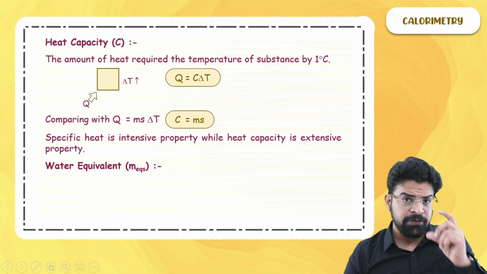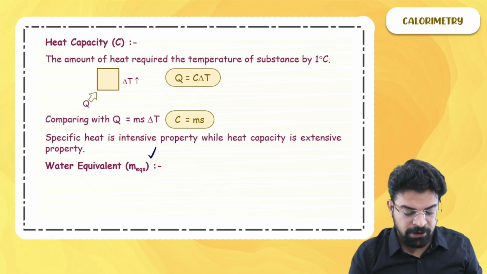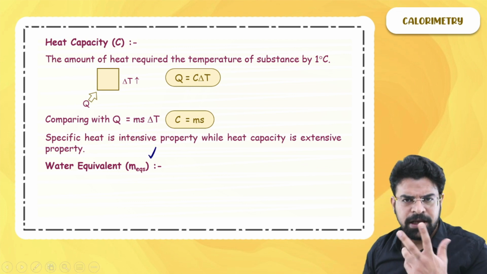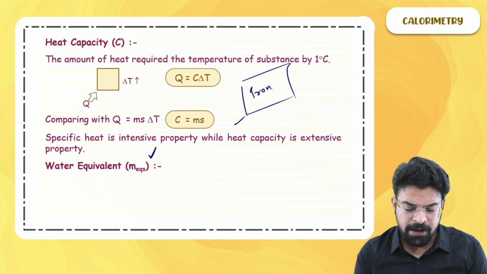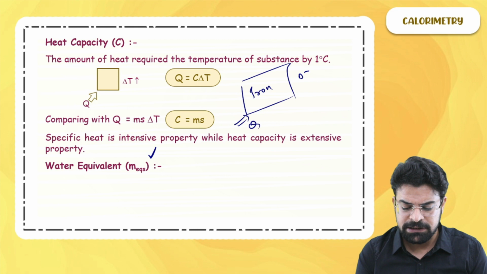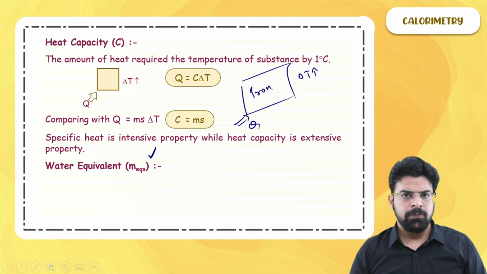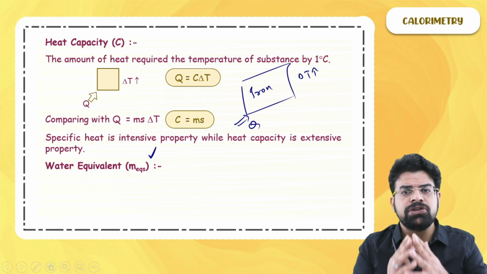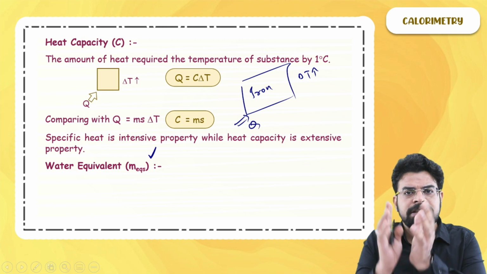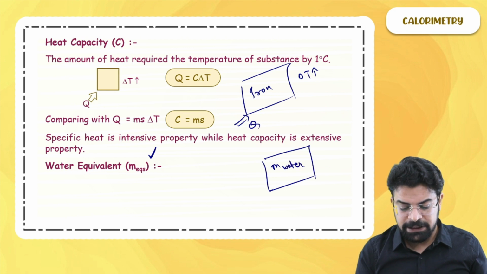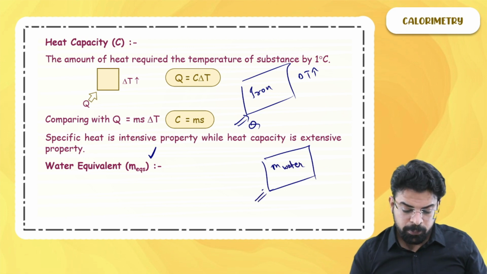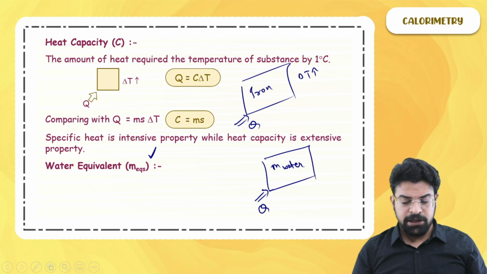Now next thing we need to talk about is called the water equivalent. So what is the meaning of water equivalent? Let's say beta, we have a block of iron. We have to provide some heat to increase its temperature by a certain amount. When I say that I wish to know the water equivalent of this iron block, it means that how much mass of water should be placed here so that on providing the same amount of heat, it shows the same rise in temperature.